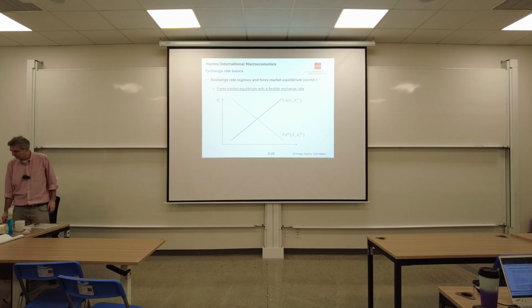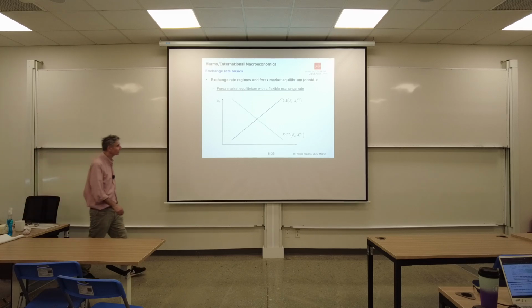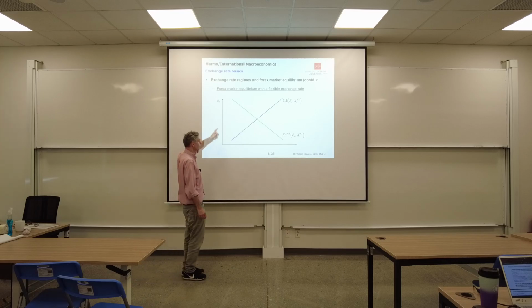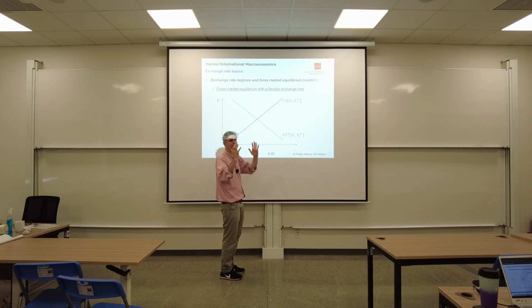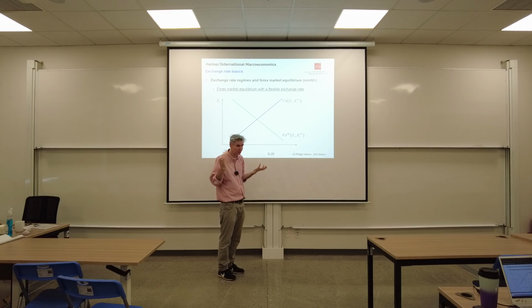But let's first look at the picture, right? This is the nominal exchange rate on the vertical axis. It's the current account and the financial account on the horizontal axis. You have the current account increasing in the nominal exchange rate because if the nominal exchange rate increases, domestic goods get cheaper for foreigners and they buy more of them. This is a disappointingly short summary of the hour that we spent understanding this relationship. But that's what it boils down to.